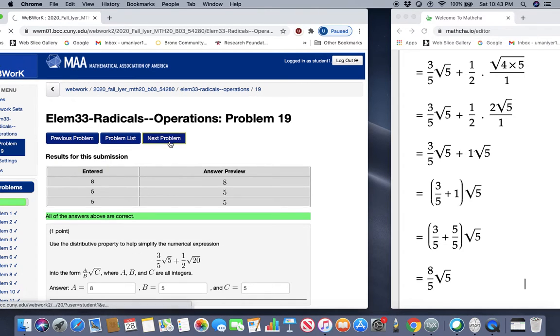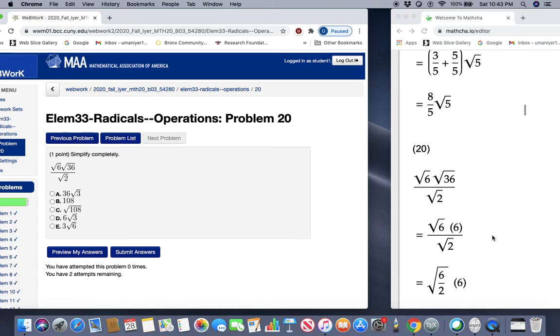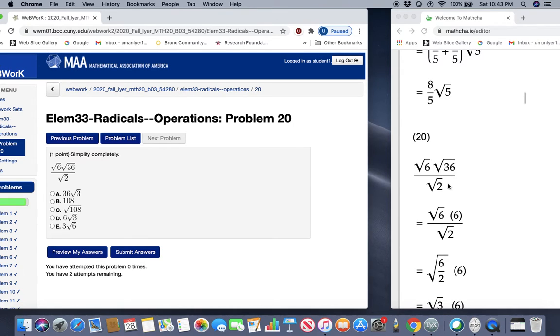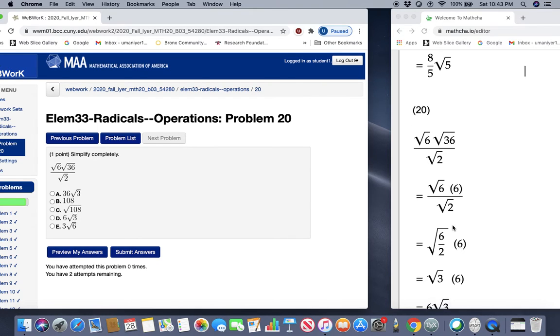Next, square root 6 times square root 36 over 2. Well, notice square root 36 is simply a 6. So square root 6 times 6 over square root 2.